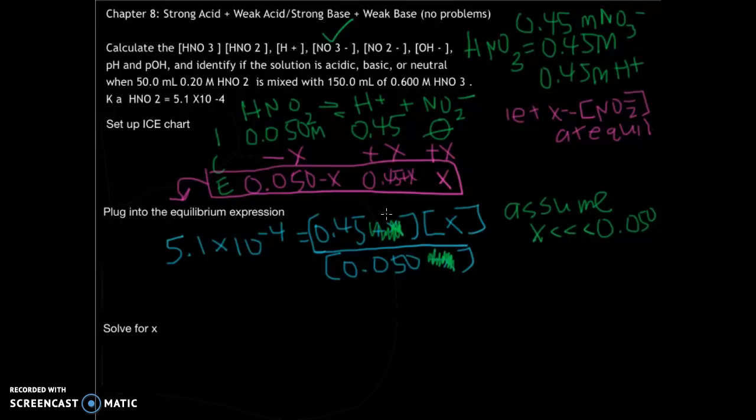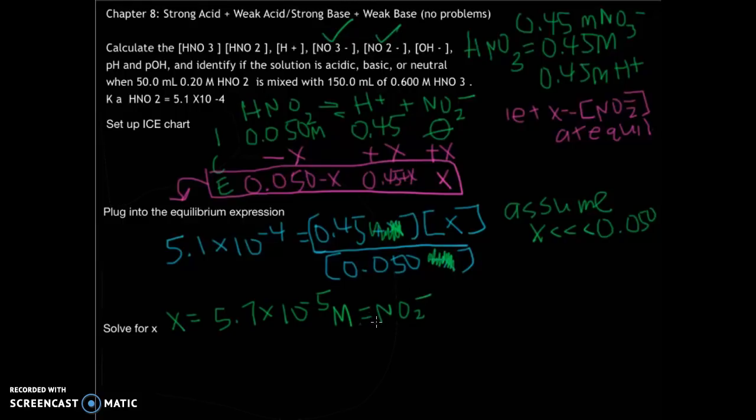Bye-bye. Right? So then what do we do? Solve for x. This is an easy rearrangement. You multiply both sides by 0.5, and then you divide both sides by 0.45, and x comes out to be 5.7 times 10 to the -5th molar. Now, who is x? That's nitrite, right? So I just took care of the concentration of that one.